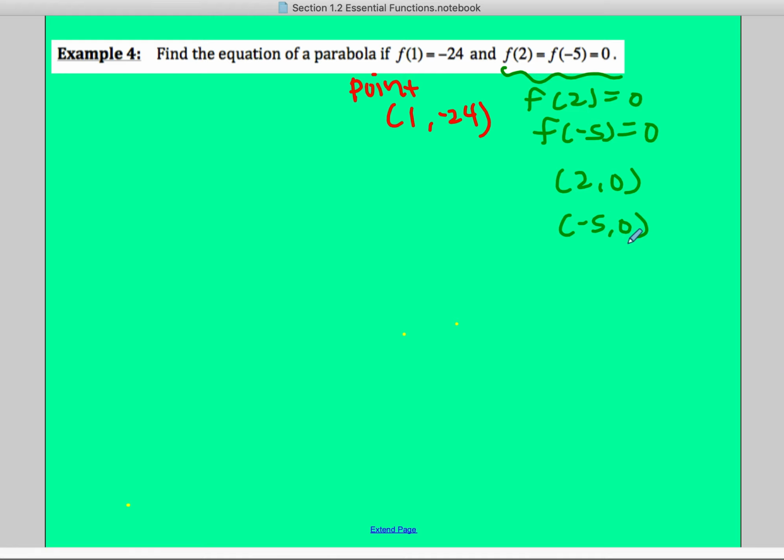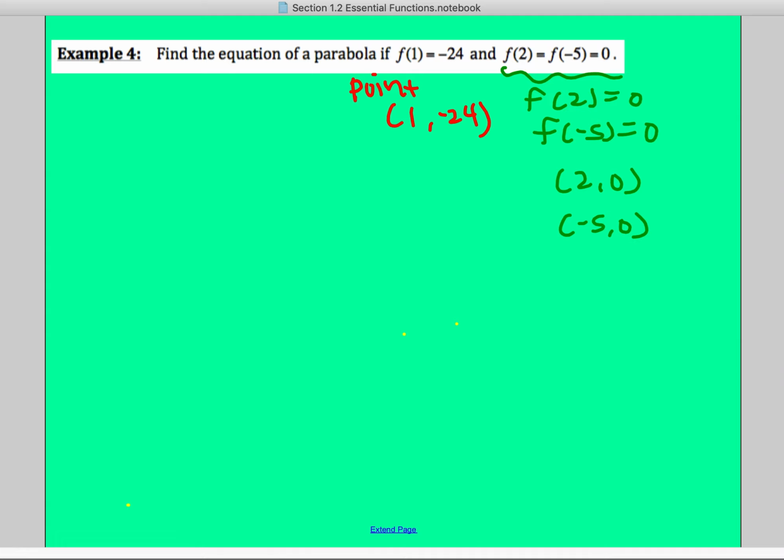I would ask myself, am I given a vertex? I am not given a vertex, so I'm not going to use vertex form. Our other option is standard form, which actually could be valid here. We could do the same method we did on the last example. But the other form is our factored form, which gives us our zeros.